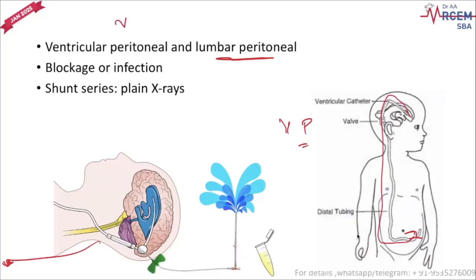Whenever they have a VP shunt or an LP shunt, we call it a ventriculoperitoneal shunt or a lumboperitoneal shunt. One of these shunts is present. They come to the emergency department with severe headache and raised ICP symptoms. Whenever there is a raised ICP, think that there might be a blockage or some infection. How to know if there is a blockage because of an infection or something has gone wrong? You get a series of X-rays done. Okay, shunt series X-rays, you will tell the radiographer, they will be aware of it. They'll get a series of X-rays done and you will show it to the neurosurgeons and they will take a call on what needs to be done.